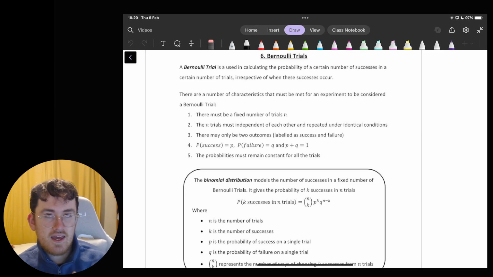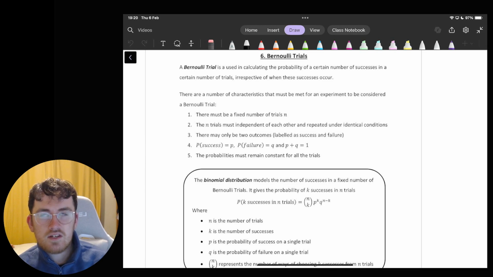We're saying 8 successes and 2 failures in 10 shots. So we need independence there to be able to multiply the probabilities. They must also be repeated under identical conditions, so the probability is not allowed to change in any way. There may be only 2 outcomes.